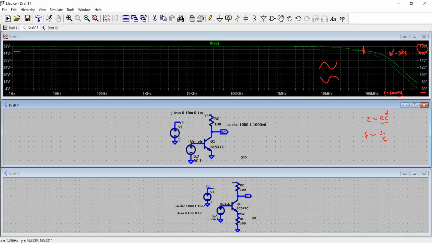Your gain is like 44 volt, 44, something like that. So it's a pretty high gain that you see here. Why it is 44 volt, that is something you have to understand. As I don't think you have to have the 44 volt. Let me check that out.